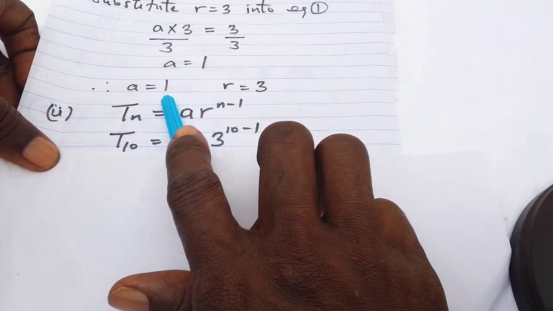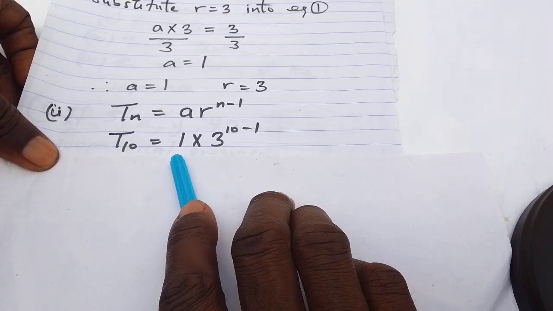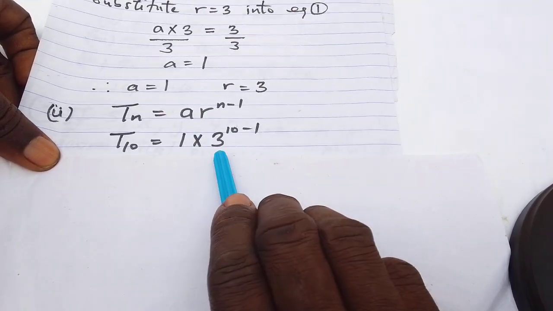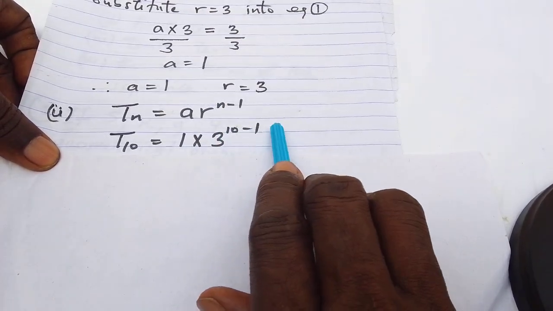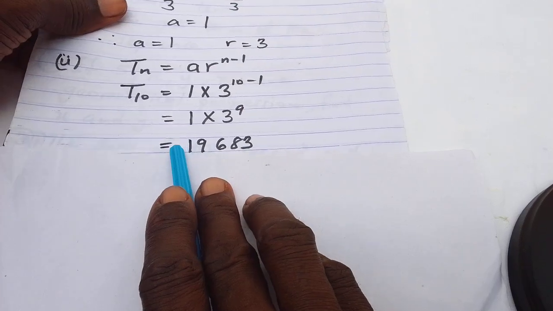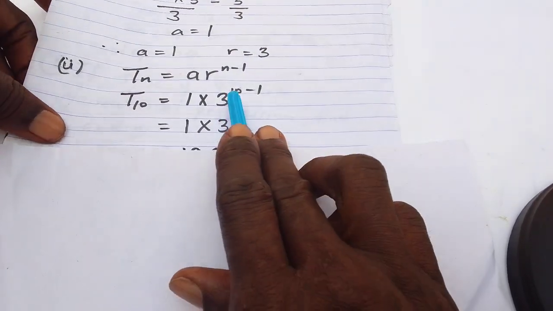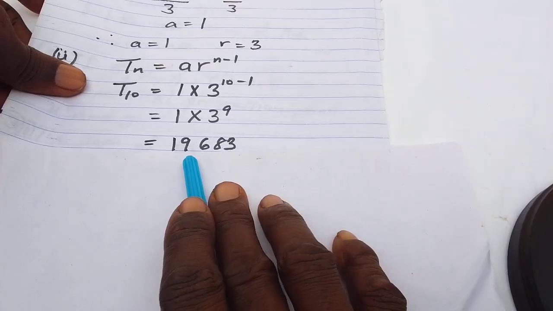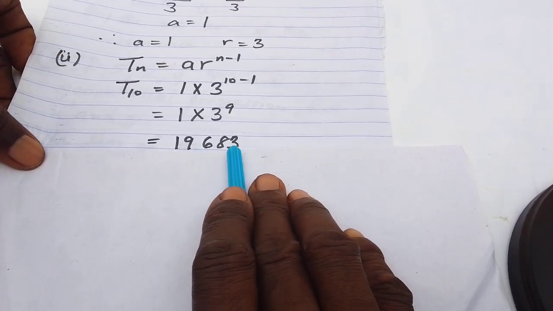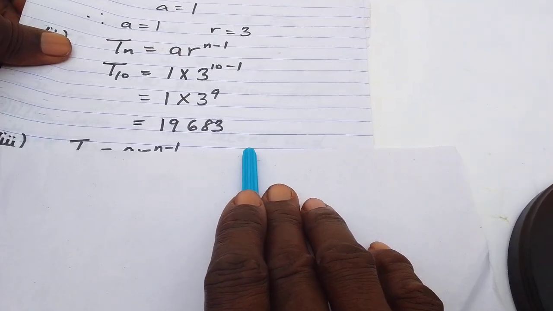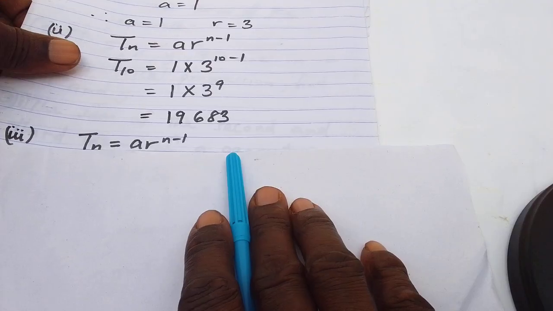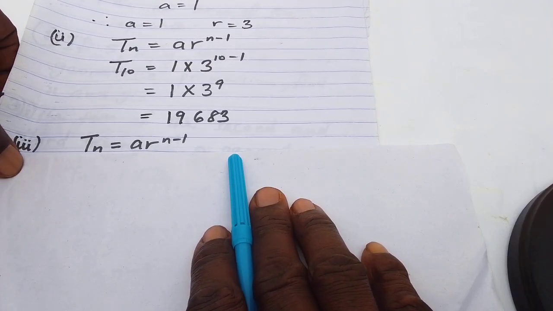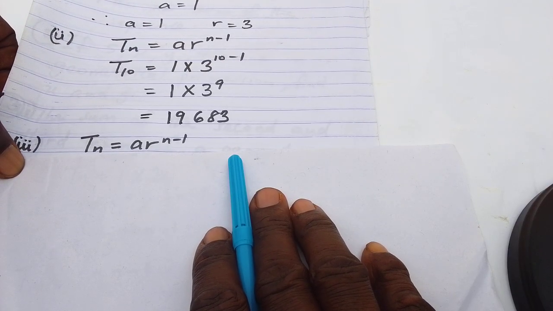You've calculated your A to be 1, R is 3, and n is 10 minus 1. So we have 1 times 3 raised to power 10 minus 1, and 10 minus 1 here is 9. 3 raised to power 9 will give us 19,683. Times 1 will still give us 19,683.